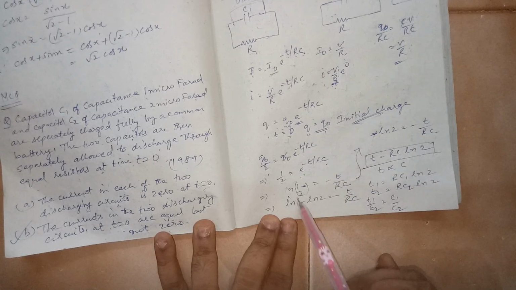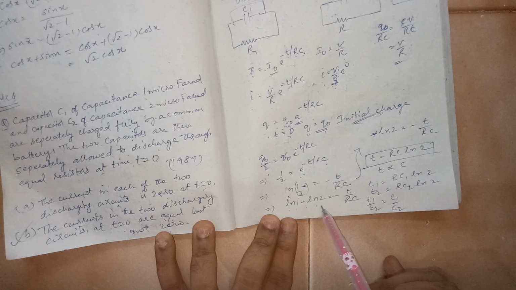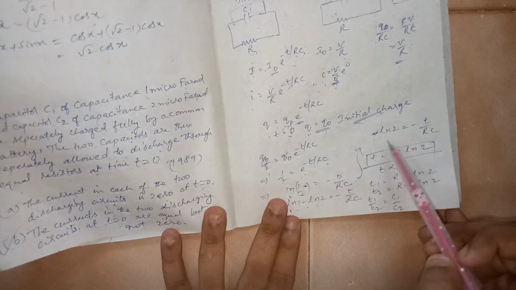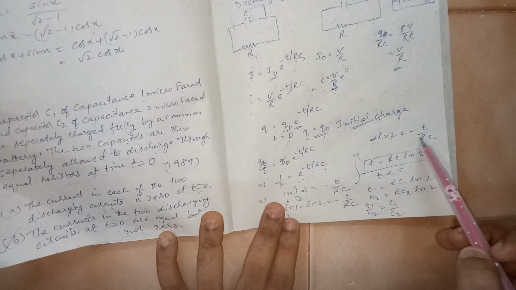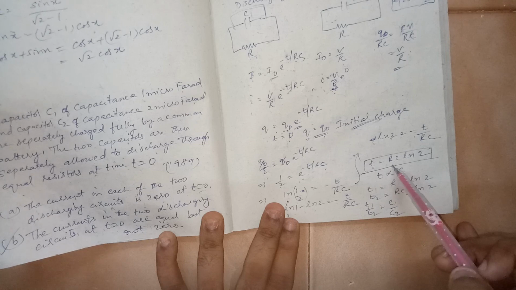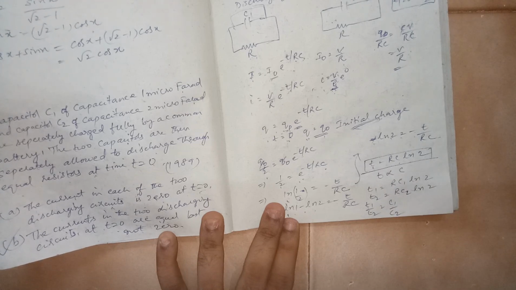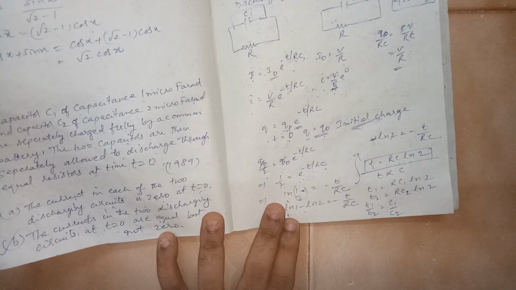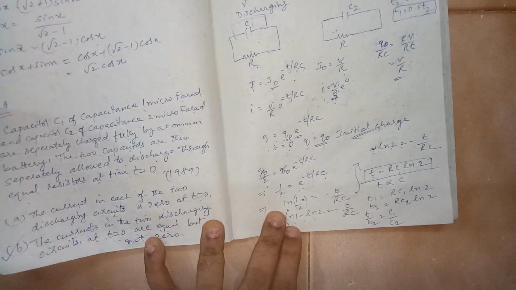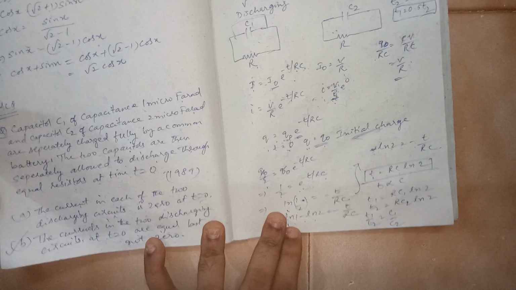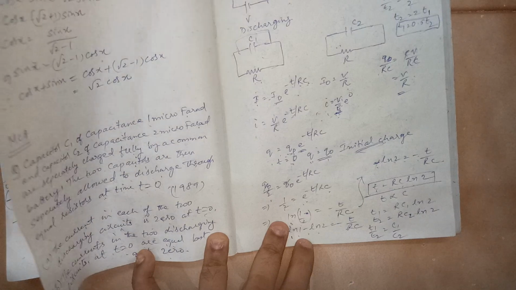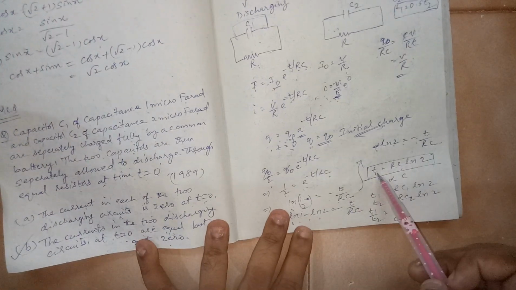When you open this, ln 1 minus ln 2 is equal to minus t by RC. ln 1 is equal to 0, so it becomes minus ln 2 is equal to minus t by RC. Minus minus cancel, so t is equal to RC ln 2. This is the general expression to find the time it takes to become half the charge. Initially 100 coulomb charge is there, then it becomes 50 coulomb in this time.